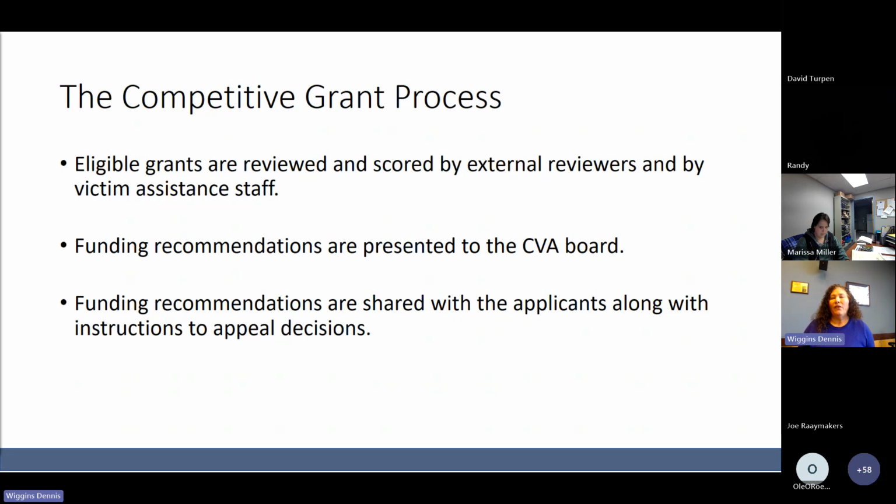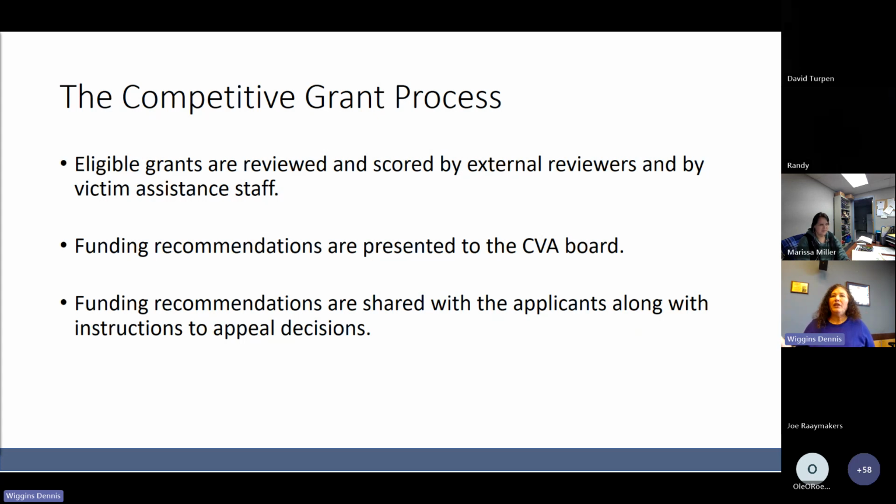I skipped that bullet there. So we get our funding recommendations from our reviewers. We also have our funding recommendations. So there's two, and then our director has his own funding recommendation. We present that to our board, the Crime Victims Assistance Board. They look at it and they determine who's going to be funded. So we say, here's our recommendations, and they almost always agree with us. And then we let folks know you've been recommended for funding, and here's the appeals process.